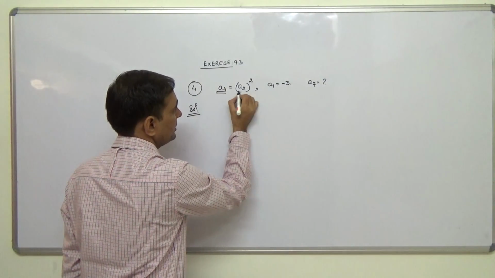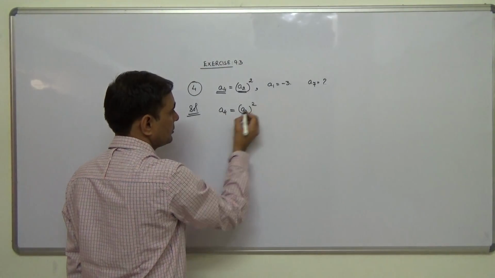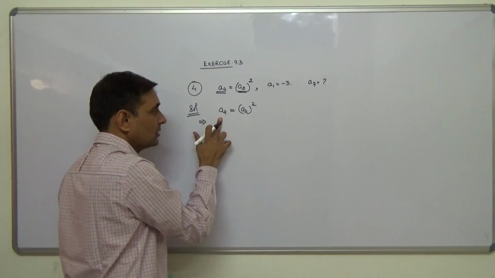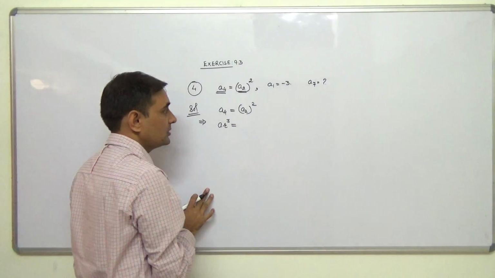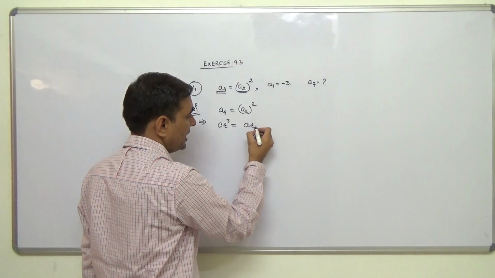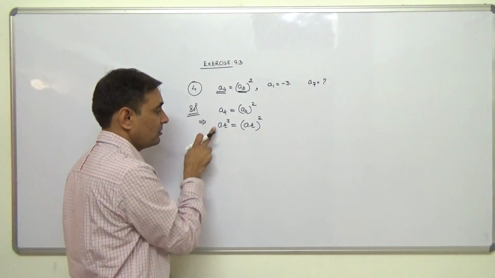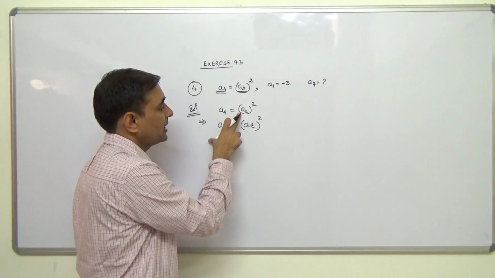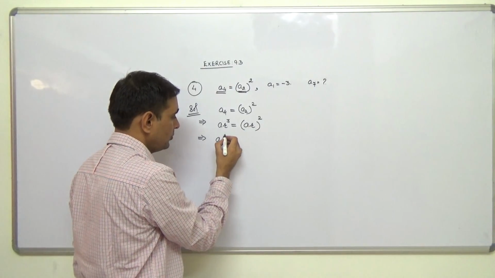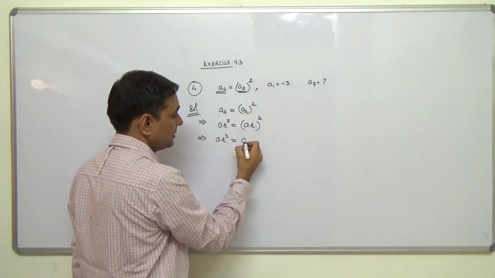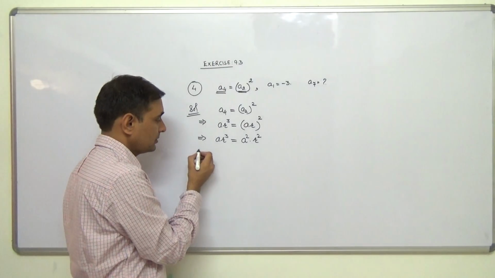As A4 is equal to A2 whole square, this implies what will be A4? The formula for A4 is A into R raised to power 3. This is equal to A2, and A2 is A into R to the power 1, that whole squared. A4 is written as A into R cube, and A2 is A into R, this whole square. This implies AR cube is equal to A square into R square, right?